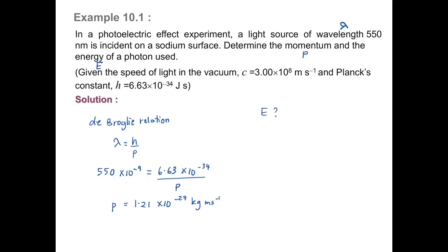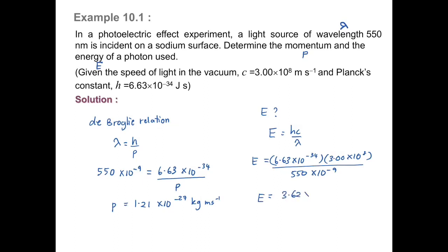And then to find E, we have to use the equation for energy of a photon, which is given by E is equal to hc over lambda. Then substitute in all your values. c is the speed of light, which is 3 times 10 to the power of 8 meter per second, divided by the wavelength. And then you will get the energy, which is equal to 3.62 times 10 to the power of negative 19 joule.